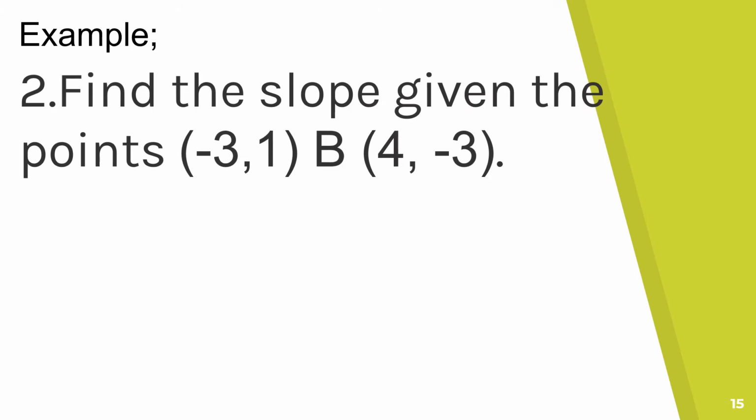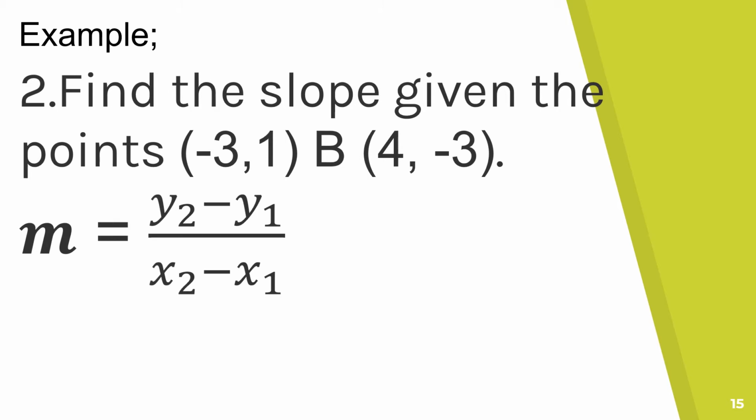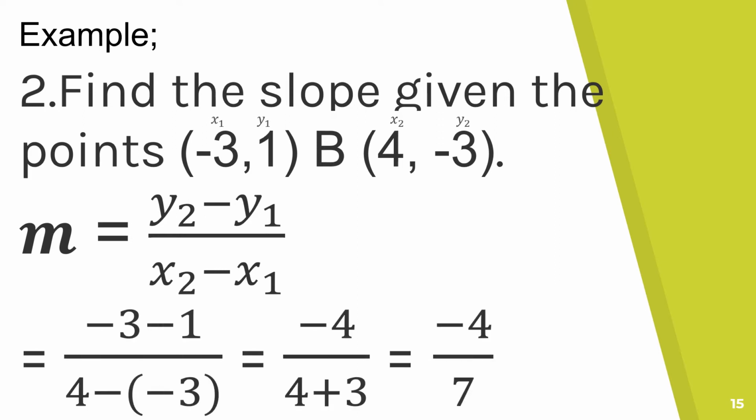Another na lang, another. Find the slope given the points negative 3, 1, 4, negative 3. Ano yung formula? Y sub 2 minus y sub 1, x sub 2 minus x sub 1. Alright. Y sub 2 minus y sub 1, negative 3 minus 1, tapos 4 minus negative 3. So negative 3 minus 1, we have negative 4. 4 minus negative 3, negative times negative, it becomes positive. So 4 plus 3, 7. So the answer is, the slope is negative 4 over 7.